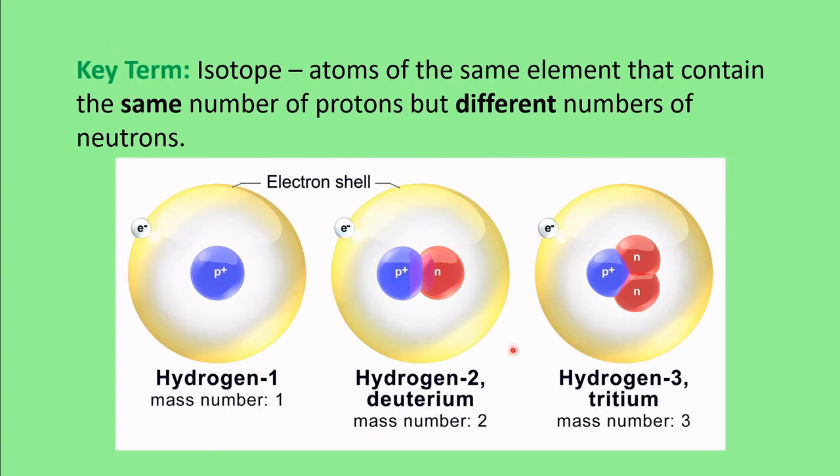So here we have 3 isotopes of hydrogen. Each of them has got 1 proton, but each of them has got a different number of neutrons, 0, 1 and 2.